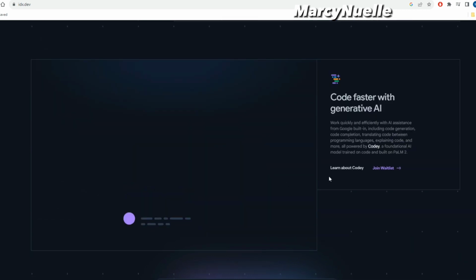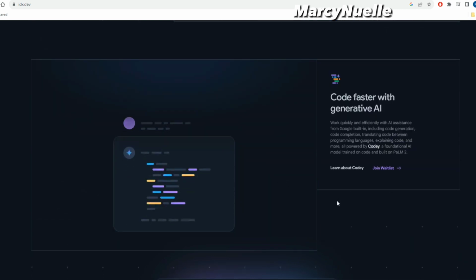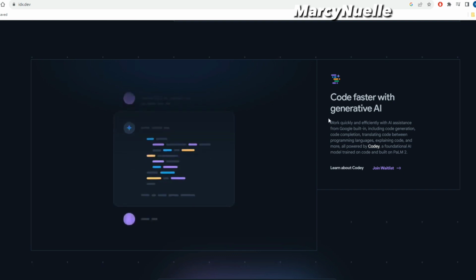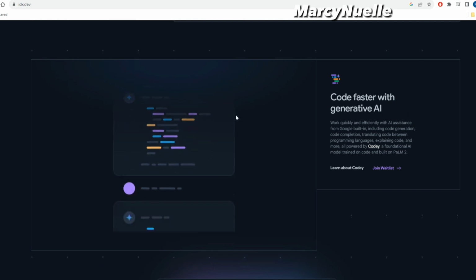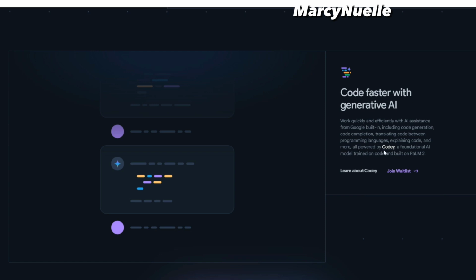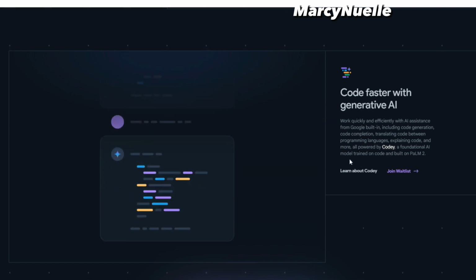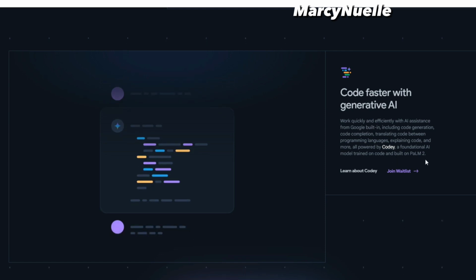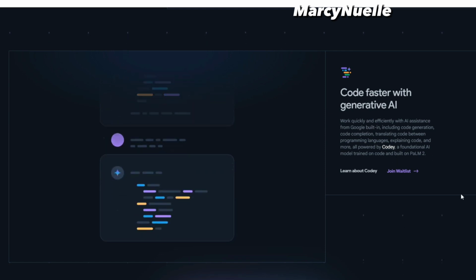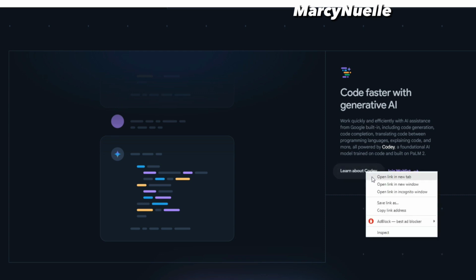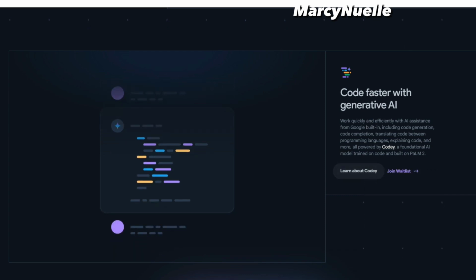And one of the most exciting parts, of course, is that they are going to include generative AI with this project. And it is also powered by Codey. And here it states it is a foundational AI model trained on code and built on Palm 2. So that's also exciting. And you can click here. Well, actually, let me show you guys.